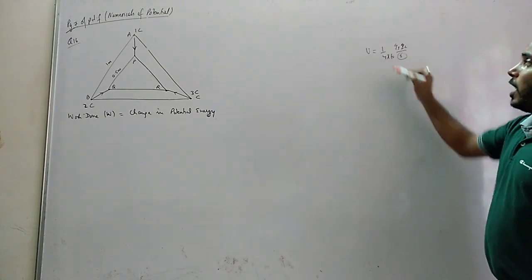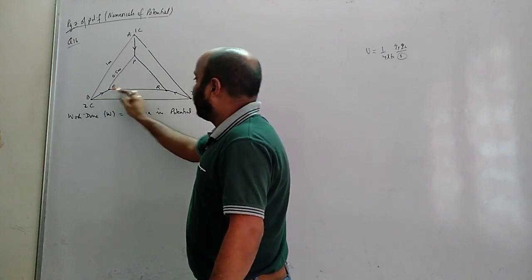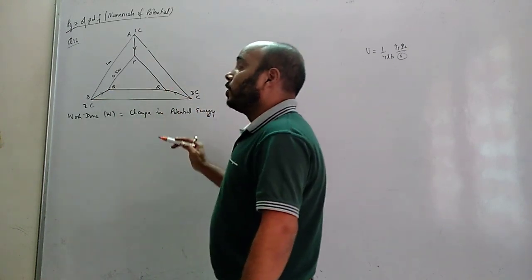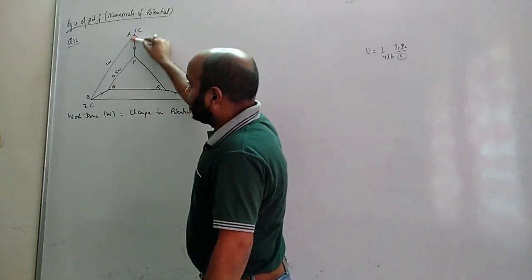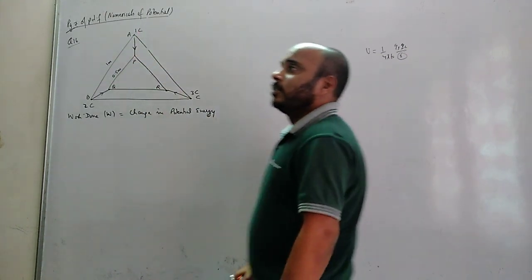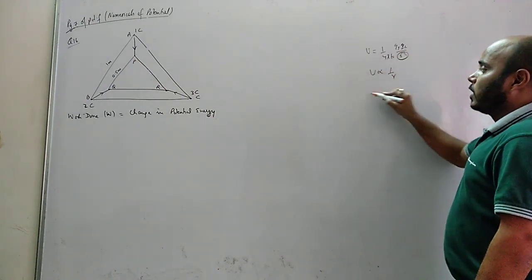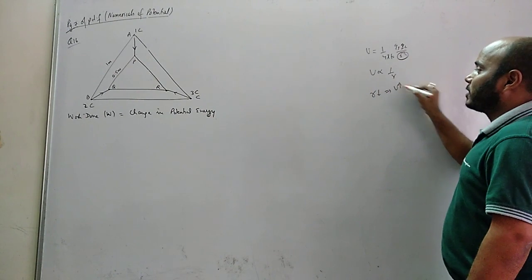So it depends on R, because the charges will remain the same. 1 coulomb will go here, 2 coulomb will go here, 3 coulomb will go here, right? What is the difference? Initially the distance between the charges is 1 meter. Now the distance between the charges is 3.5 meter. So the distance is decreasing. U is inversely proportional to R. R is decreasing, that means U will increase.